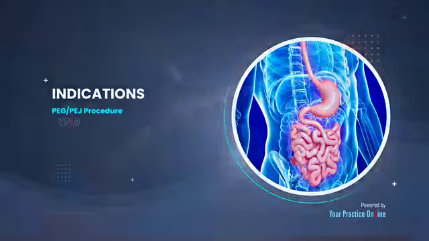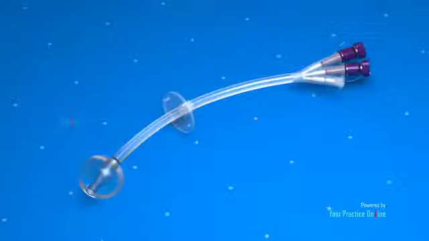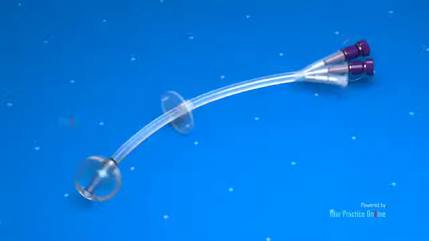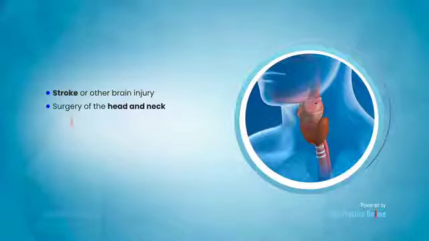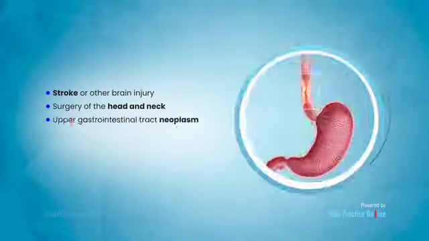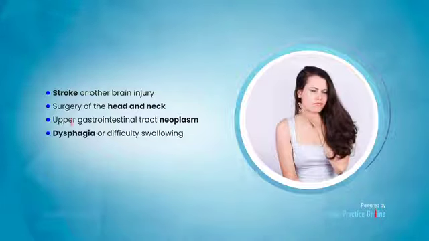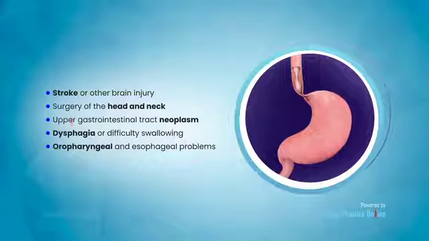Indications. PEG tubes and PEDG tubes are feeding tubes that are indicated when you are unable to eat or drink as a result of conditions such as stroke or other brain injury, surgery of the head and neck, upper gastrointestinal tract neoplasm, dysphagia or difficulty swallowing, oropharyngeal and esophageal problems.